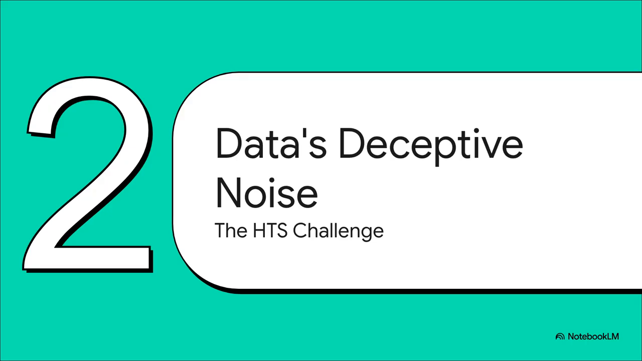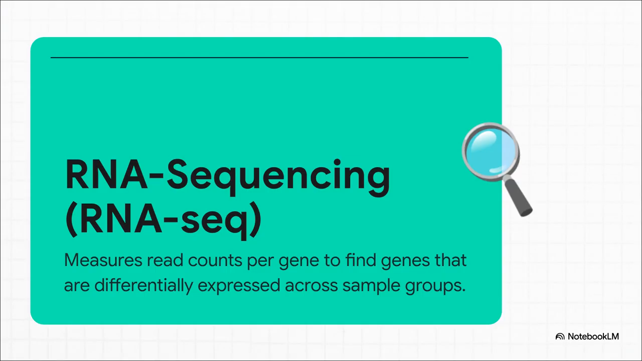All right, so to really get why the solution is so cool, we have to talk about the problem first. And, well, the problem is that raw genetic data can be really, really deceptive. Okay, so the main tool scientists use here is called RNA sequencing, or just RNA-seq for short. Think of it like this. It's like you're taking a snapshot of a cell, running a massive census, really, to see which genes are on and at work under different conditions, like before and after a new drug treatment.